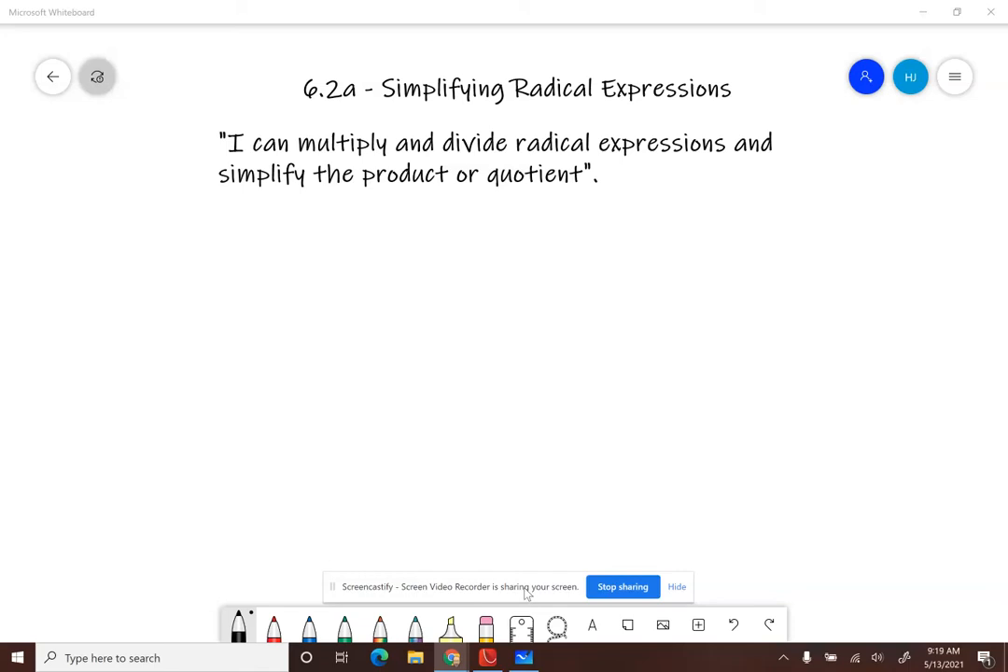Yeah, today we're moving on to 6.2a, simplifying radical expressions. So everything we've done so far is just kind of talking about the laws of exponents and trying to make sure that we're ready to actually make this jump. I want you to understand before we start that radical expressions and exponents are kind of in the same family. They're actually inverses of one another.